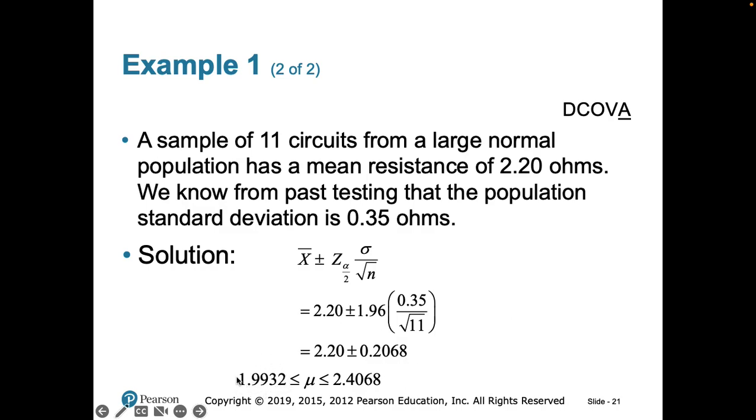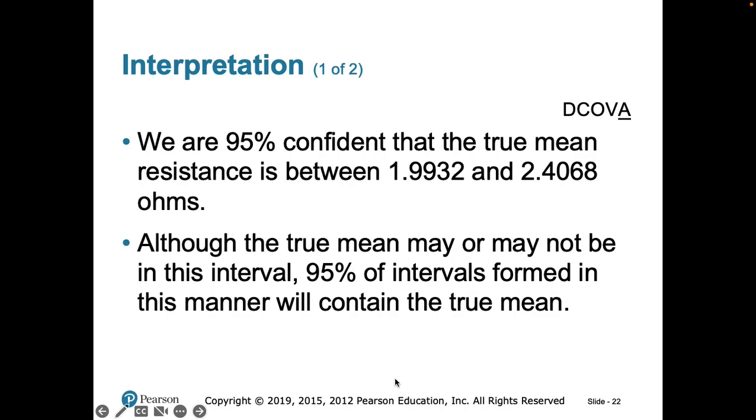That is your lower limit. And then you can say your lower limit is less than or equal to the mean for the population, which is less than or equal to 2.4068. So here is the interpretation. In this case, you can say you are 95% confident that the true mean resistance is between 1.9932 and 2.4068 ohms. The true mean may not be in this interval, but you are 95% confident. Again, the 5% alpha is because this could be wrong.